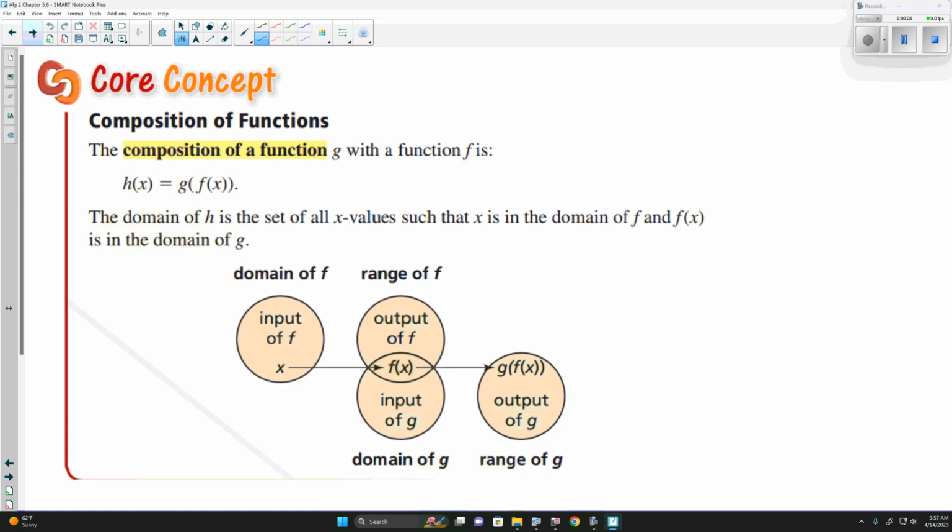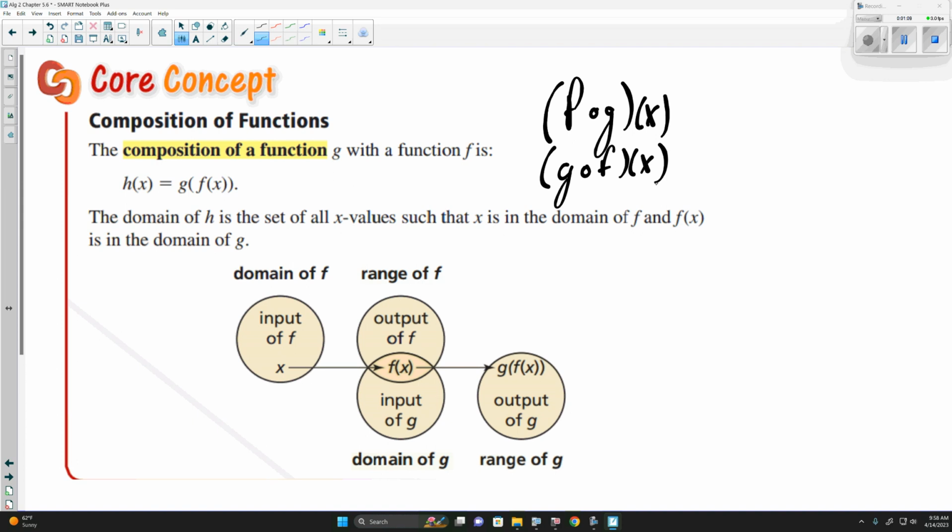Now, what we're looking at today are composite functions, composition of functions. The composition of a function g with a function f is defined as f of g of x or g of f of x. Sometimes they're written as f of g of x, and it looks like fog, F-O-G. Then we have the other version, g of f of x, or gof. At this point I'm not so concerned about the domain and range and how they work with each other.